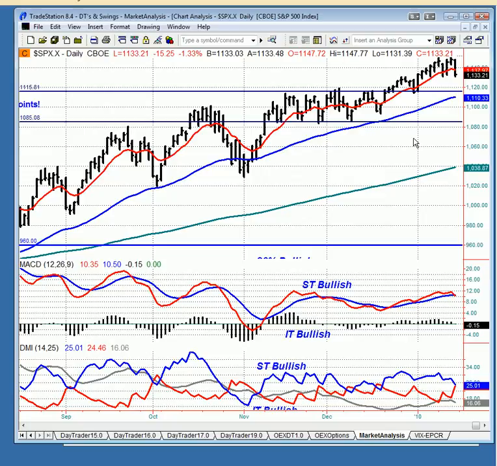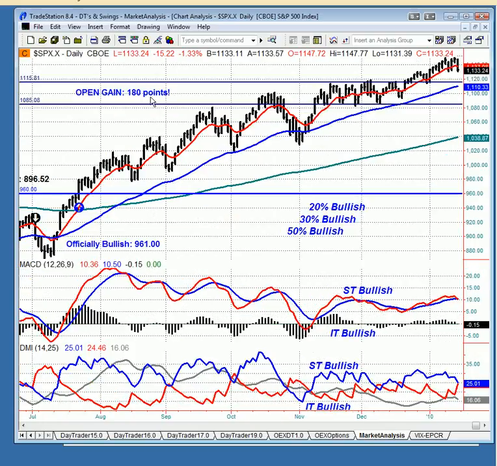But right now we're at 1133, trying to hold this low as mentioned from the other day. This of course is the cash market S&P, but right now holding on to about 150 to 180 points from a discretionary basis, I should say, for all of you video subscribers.